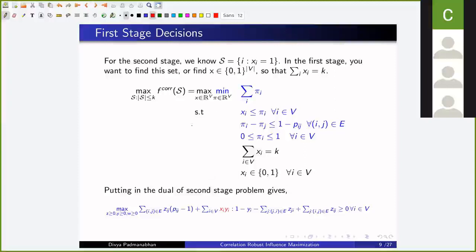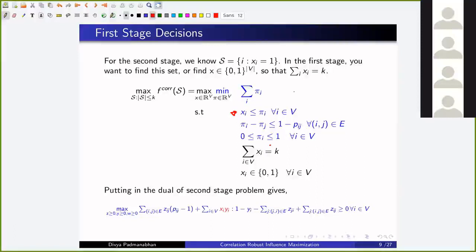So here, the part that I've given in blue is just the second stage problem that I showed. The seed set S you can represent using binary vectors, where each element x_i is 1 if i belongs to S. And so you can plug this into the formulation. So pi_i is greater than 1 for every i in the seed set. That's why you have this constraint.